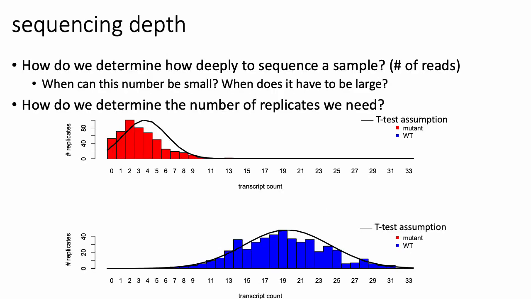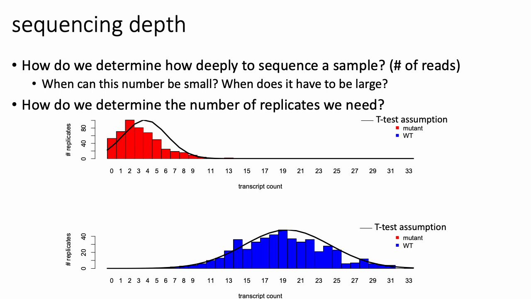One of the trickiest aspects of RNA sequencing experiments is trying to decide how deeply you need to sequence each individual sample. The take-home message of this slide is essentially that no matter what you're trying to measure, you should keep sequencing until the thing that you're trying to measure stops changing significantly.